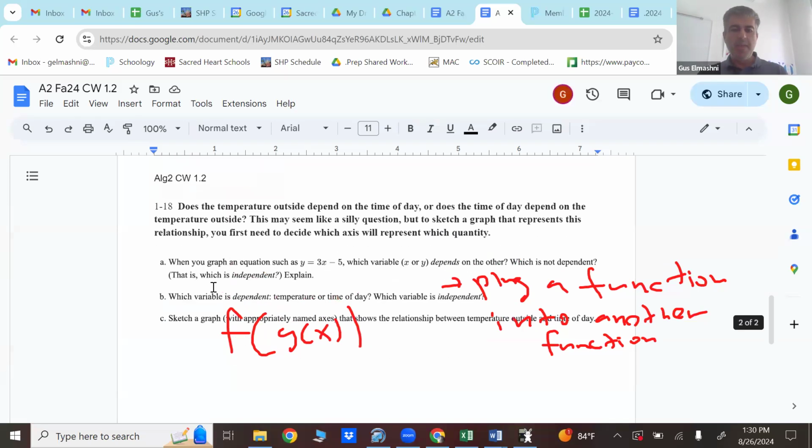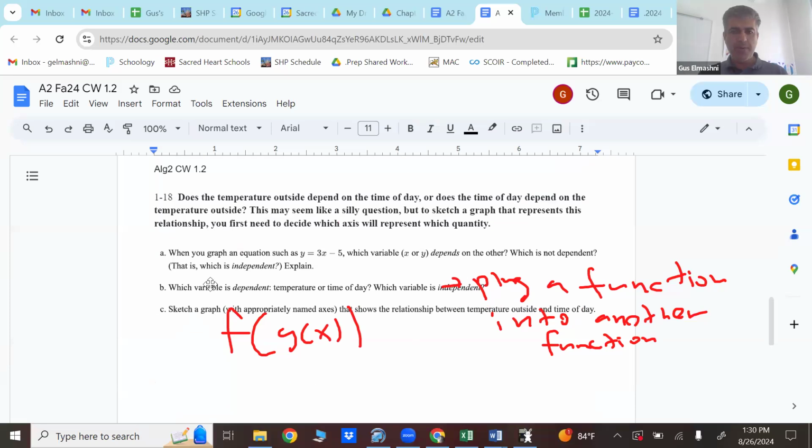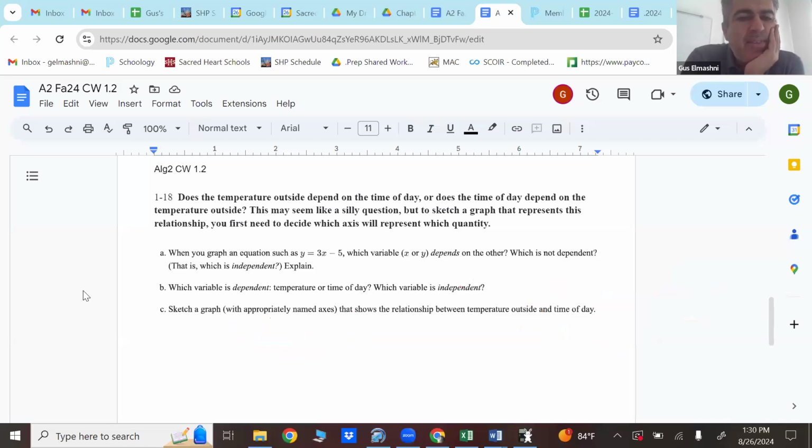So, all right, let's look at this example here and one more example, then you guys can do homework. John, do you want to read 118, please? Guys, give John your attention, please. Time. It may seem like a silly question, but to sketch a graph that represents the relationship you first need to decide which axis will represent which one.